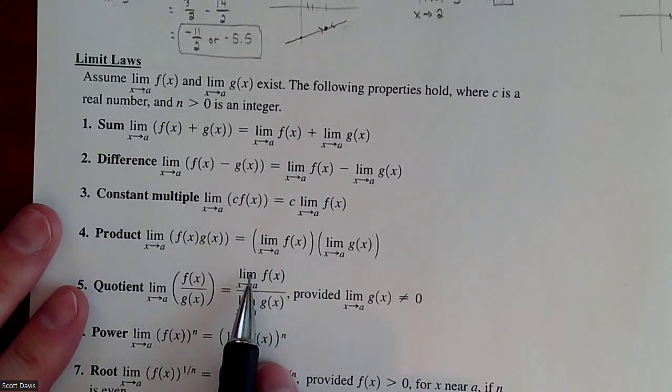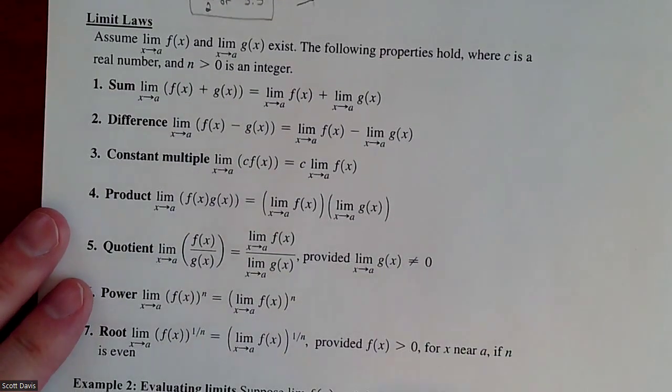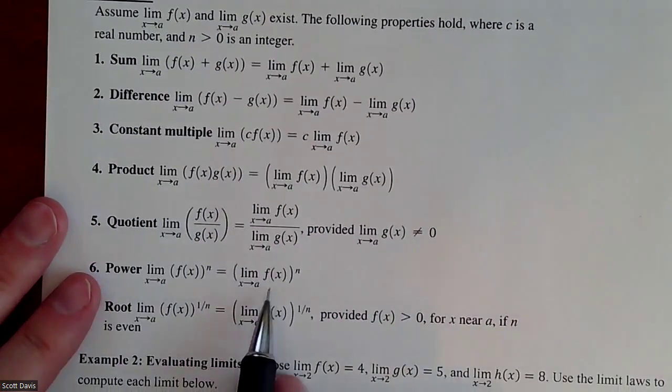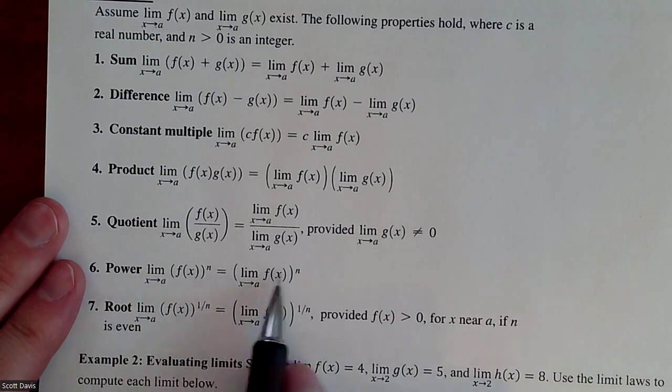Division, same thing. You can do the limit of the numerator, the limit of the denominator, and simplify it out, again making sure that your denominator is not 0. And then if you have something with an exponent on it, this one's really nice: you can rewrite the whole thing and then raise it to the power. So you can get your value and then cube it or whatever it is.